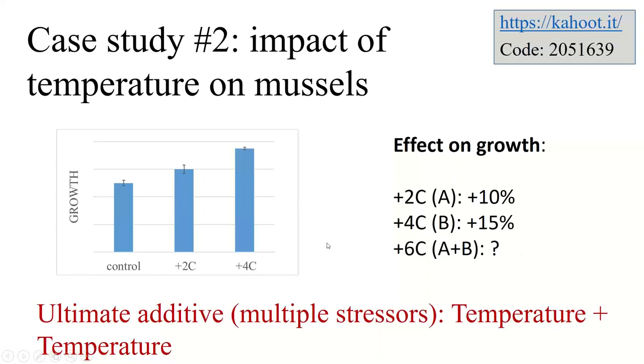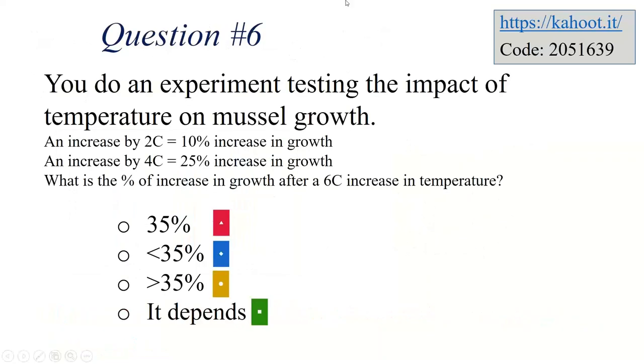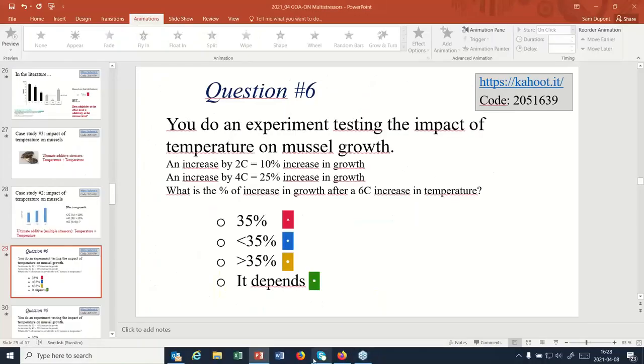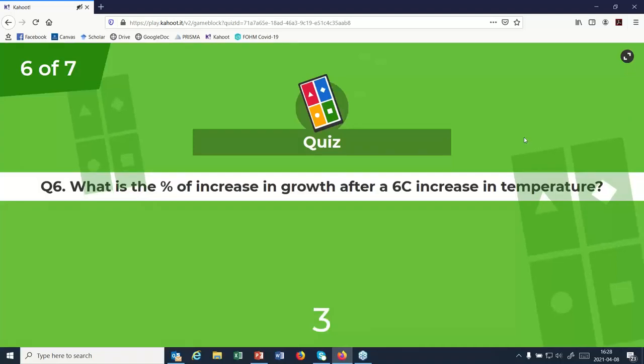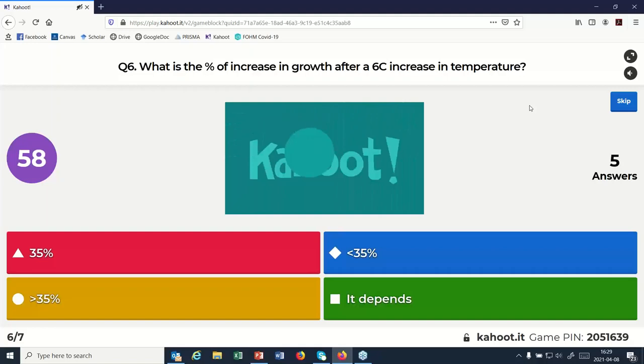And I remember temperature and temperature, it's an additive effect. So the question is, if we combine these two drivers, 2 degrees plus 4 degrees equals 6 degrees, what will be the impact? Will you have a 35% decrease? Would you have less than 35% decrease, more than 35% decrease, or it depends? One more time: 35, less than 35, more than 35, or it depends.